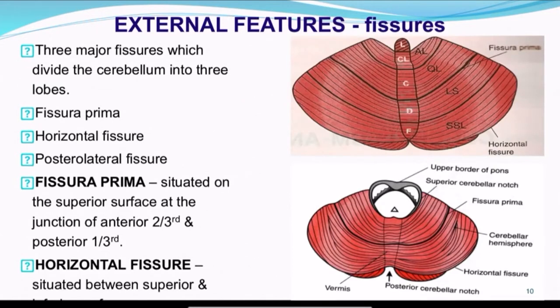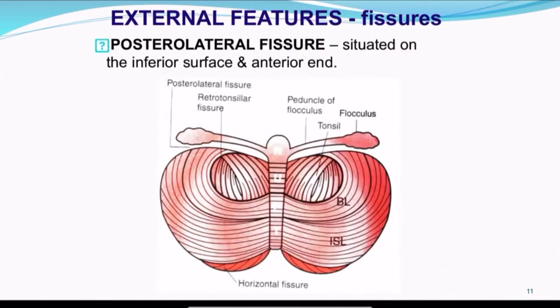Coming to the fissures, it has three major fissures which divide the cerebellum into lobes. Fissura prima, horizontal fissure, posterolateral fissure. Fissura prima is situated on the superior surface at the junction between anterior 2/3 and posterior 1/3. Horizontal fissure is situated between the superior and the inferior surfaces. Posterolateral fissure is situated on the inferior surface and its anterior end.